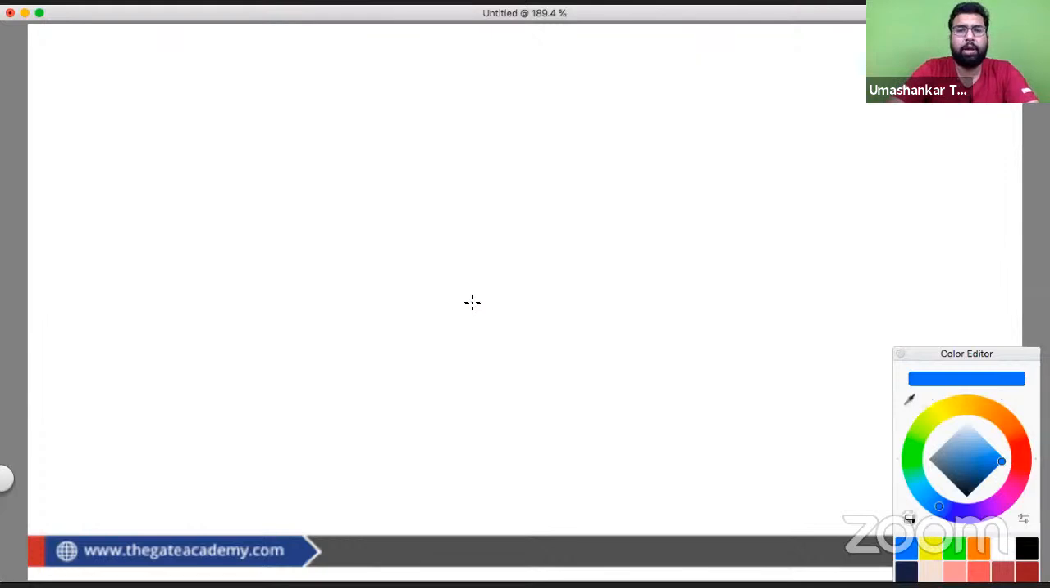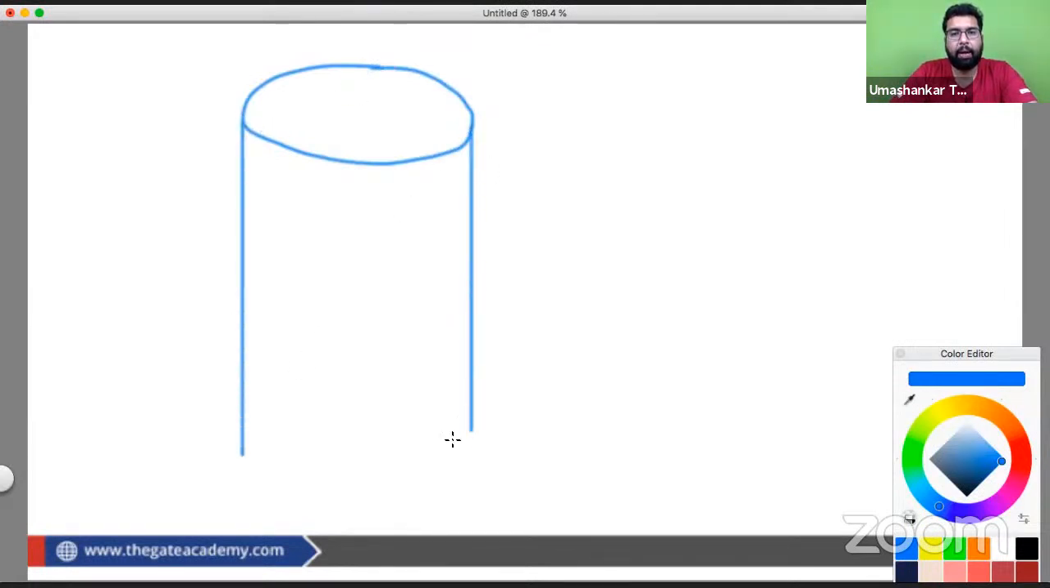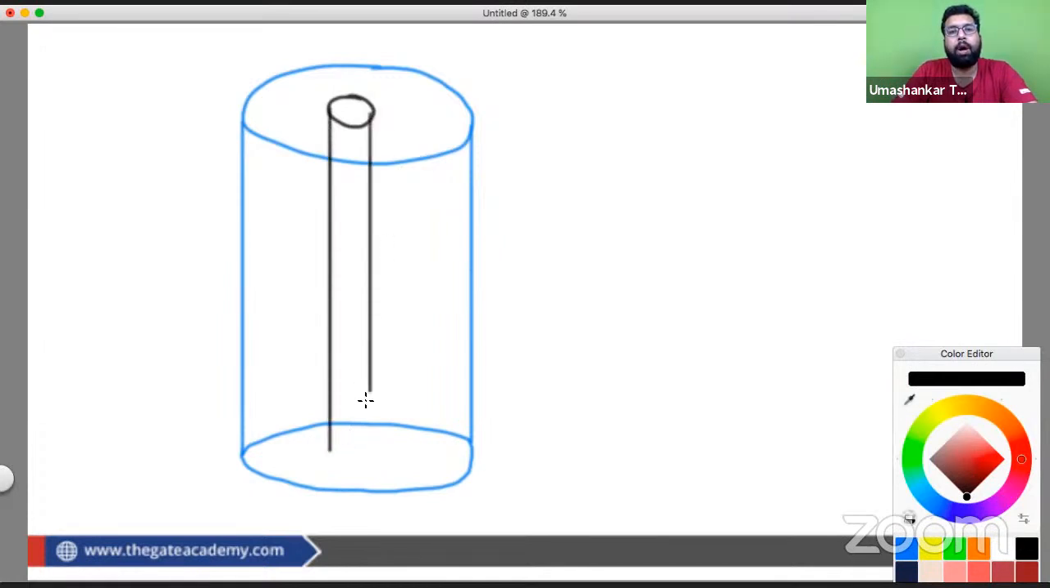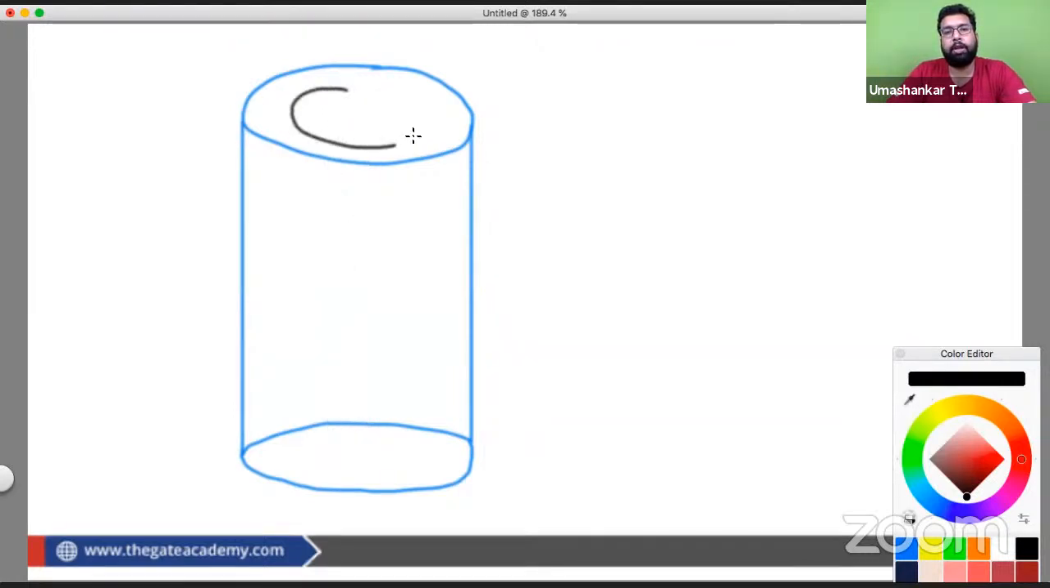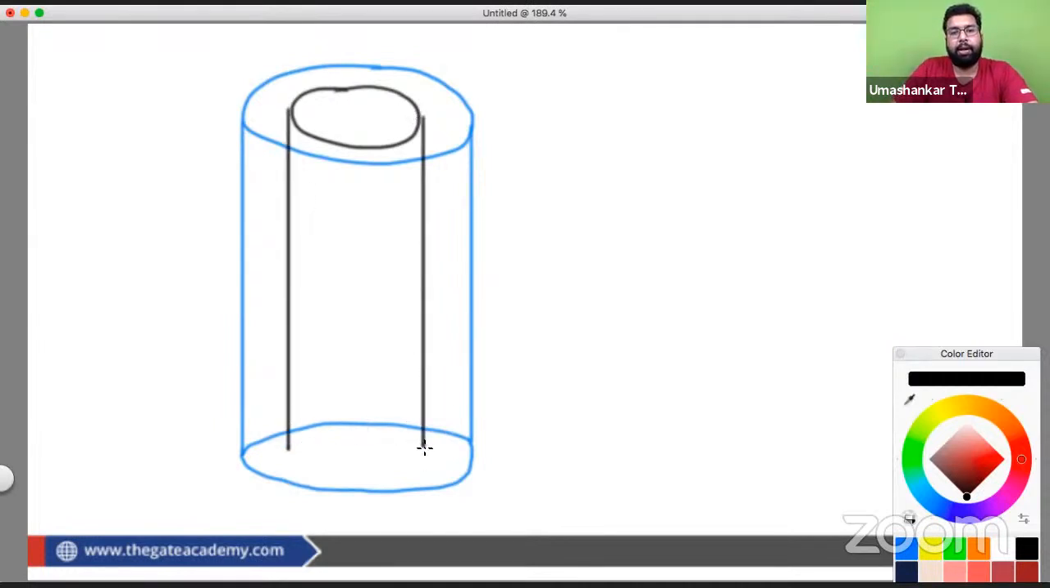It is a vertical cylinder. No problem, we can make it horizontal also, it is not going to matter, but let's make it vertical. Okay, so we have a vertical cylinder, and inside it we have another cylinder which is rotating at some velocity. Let me make it a bit larger here.